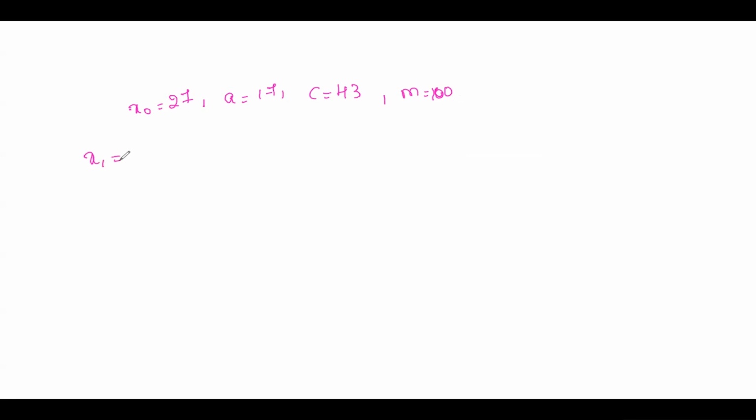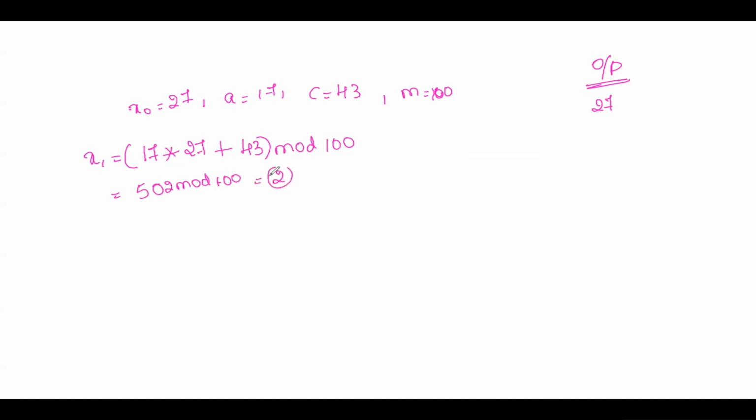Initially, I have to calculate x1. The x0 I already know, so in the output we already have 27. Now x1 is, what is the formula? a into x0 plus the constant, mod 100. So 17 into 27 plus 43 mod 100. If you calculate all this, you will get 502 mod 100, which is nothing but 2, which means the next random number we are going to generate is 2.